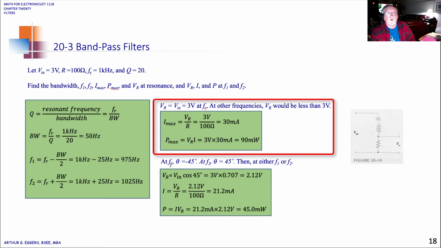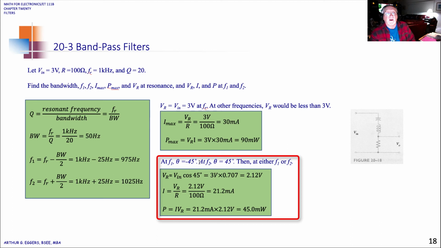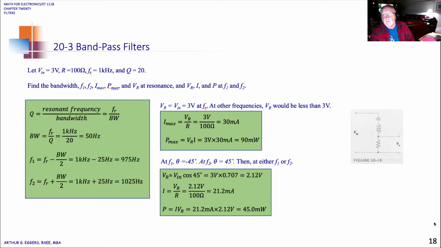So if F1 is at an angle of minus 45 and F2 at an angle of 45, then we have either F1 or F2. Okay, so we can calculate the voltage across the resistance then, 2.12 volts. The current, V sub R over R, gives us 21.2 milliamps. And the power, then the voltage times the current through the resistor, the product of those two gives us 45 milliwatts.